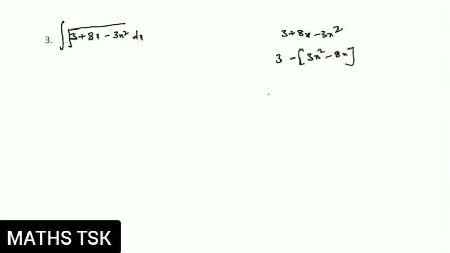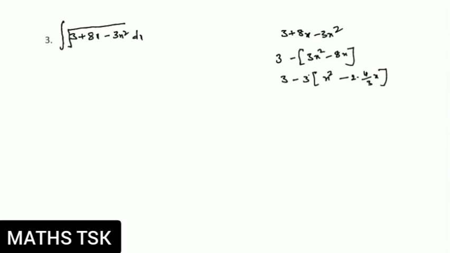Integration of root of 3 plus 8x minus 3x square dx. We have to split. That is, given it is 3 plus 8x minus 3x square. Perfect square, no? 3 minus, taking minus 3 common, x square minus 8 by 3x. Okay, right? 3 minus 3 into x square minus 8 by 3x. I write it as 2 into 4 by 3x.